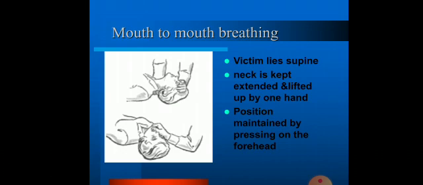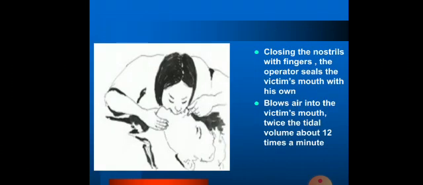Now when the operator does this maneuver, there are the pictures there, it will inflate the subject's lung. The operator then removes his mouth to allow for passive expiration. This procedure is repeated rapidly 3 times to saturate the victim's blood with oxygen. Then continue the procedure regularly at the rate of 12 times a minute. A handkerchief can be placed between the mouths to avoid direct contact.